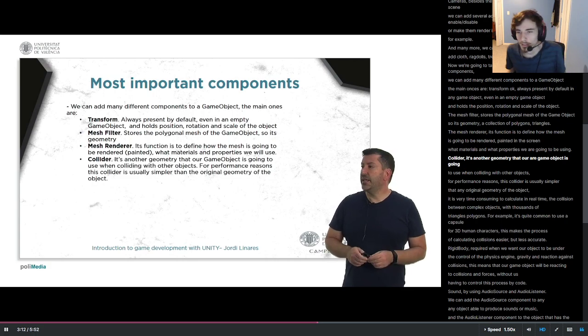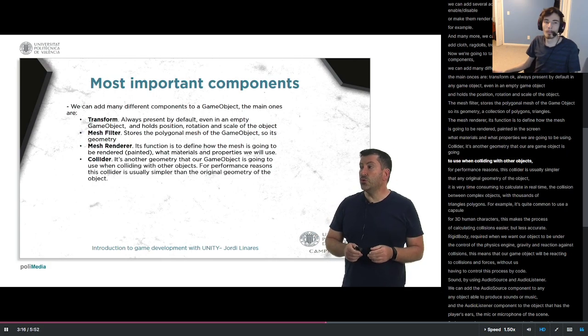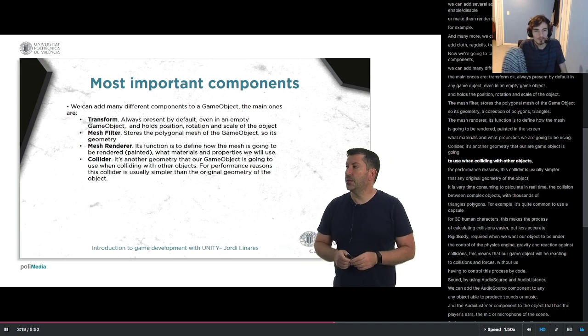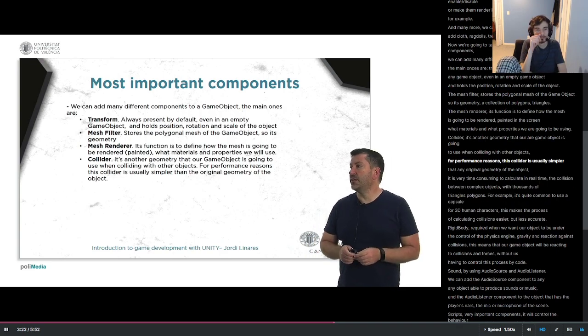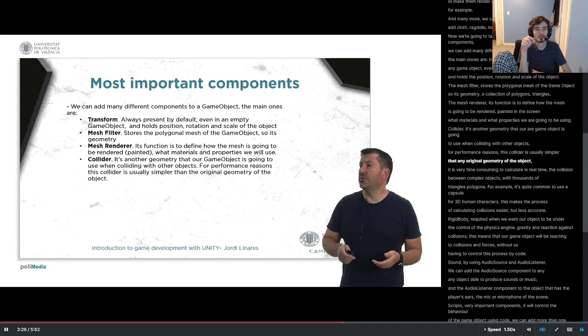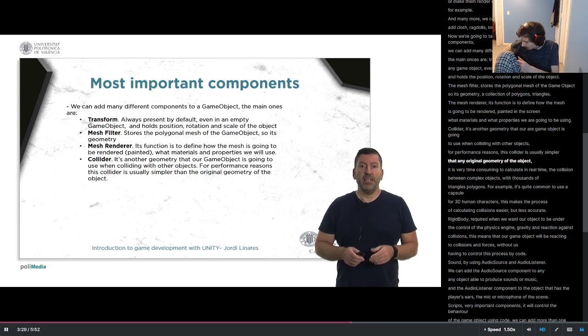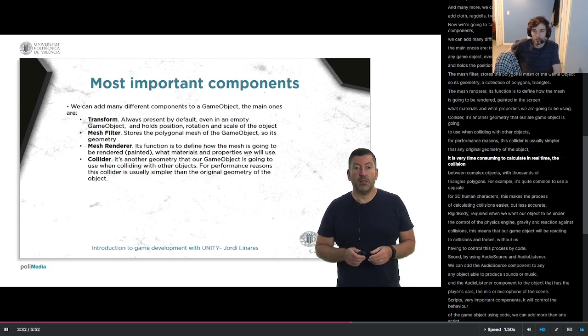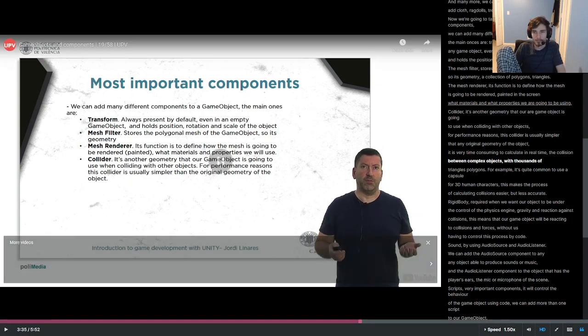Collider. It's another geometry that our game object is going to use when colliding with other objects. For performance reasons, this collider is usually simpler than the original geometry of the object. It is very time-consuming to calculate in real time the collision between complex objects, with thousands of triangles, polygons.